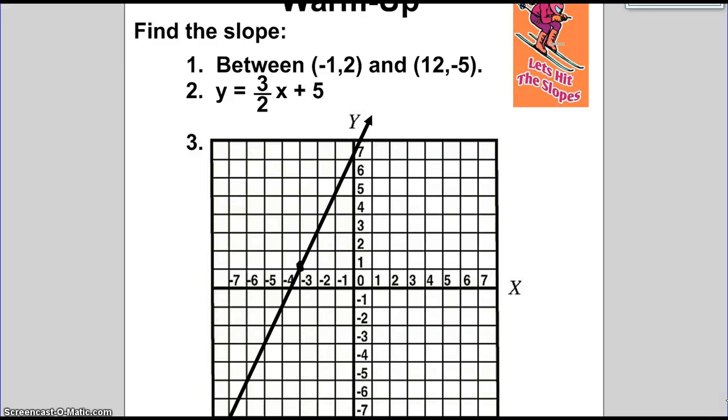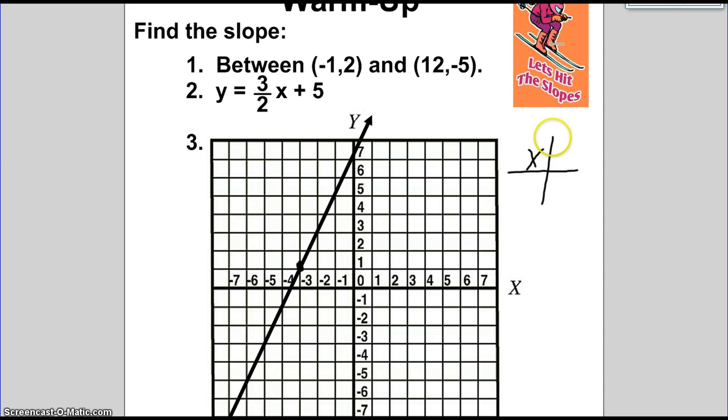Today we're going to use what we know about slopes, the stuff from yesterday, and we should be able to write equations. So today's warm-up, we're going to try to find the slope between 2 points. So that's between (-1, 2) and (12, -5). So let's do that first.